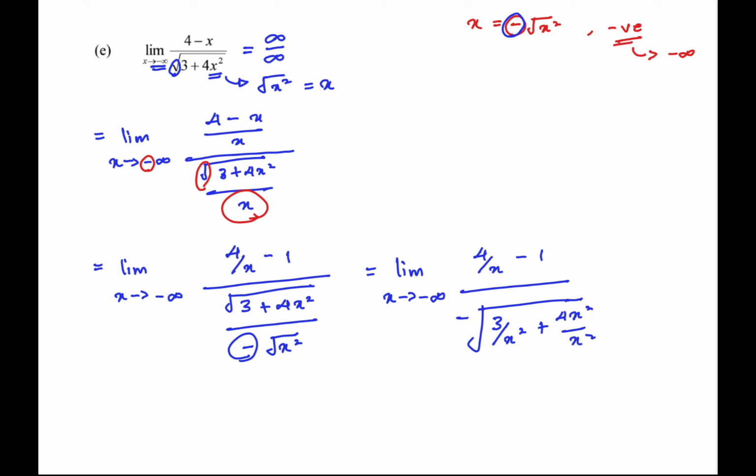So when we simplify this one, it becomes 4 only. And then substitute negative infinity here, so this one becomes 0. This one becomes 0. So your final answer, you can get negative 1 divided by negative 4. So the negative we can simplify. So your answer is 1 over 2. So this is the answer for question E, which is 1 over 2.